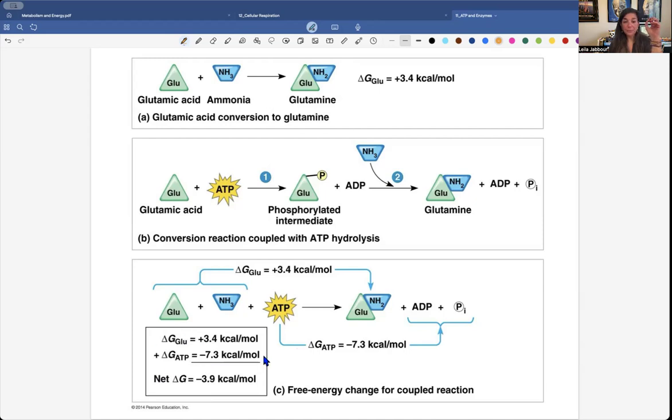But now, when you look at both, your net delta G would end up being a negative delta G, only because that's how much energy is released from ATP. So that allows for that transfer of phosphate, the transfer of the amino group onto the glutamic acid to make it into a glutamine.